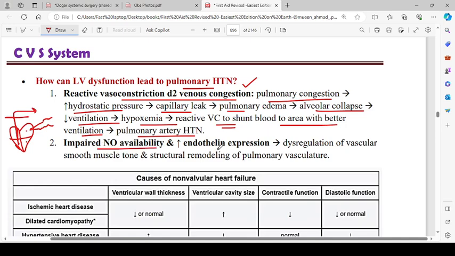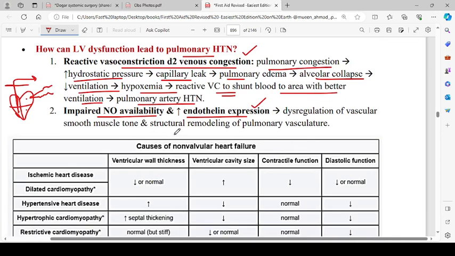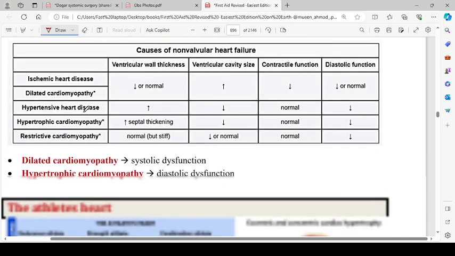Impaired nitric oxide availability and increased endothelin expression. Endothelin is a vasoconstrictor. Dysregulation of vascular smooth muscle tone and structural remodeling of the pulmonary vasculature. These are the two mechanisms by which the pulmonary hypertension is caused by the left ventricular failure.